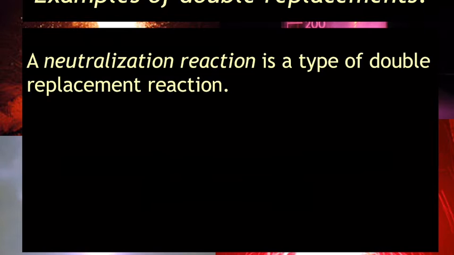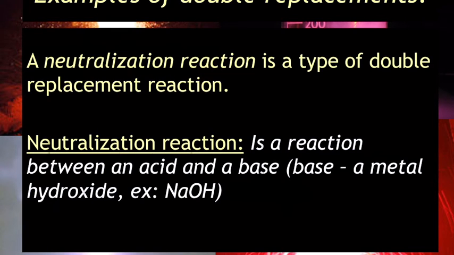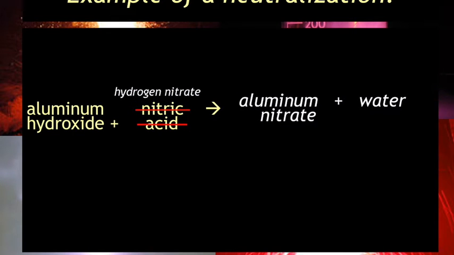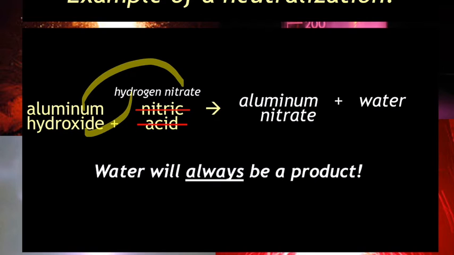So a special type of double replacement reaction is called a neutralization reaction. So this is a reaction between an acid and a base, and we will have much more in-depth conversations about acids and bases later. Okay, so an example of a neutralization reaction would be aluminum hydroxide plus nitric acid. Now, it's going to help, just like with single replacements, to rewrite acids in their ionic form, so hydrogen nitrate, and we end up with aluminum nitrate and water. In a neutralization reaction, water will always be one of the products.